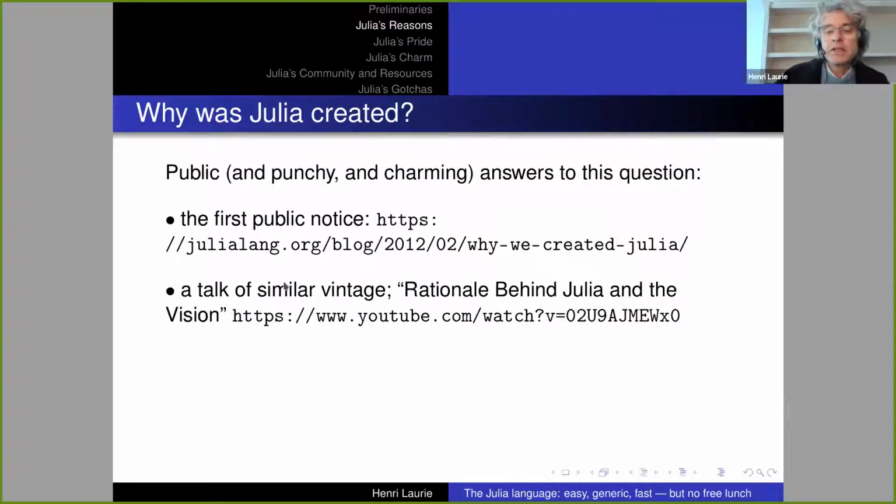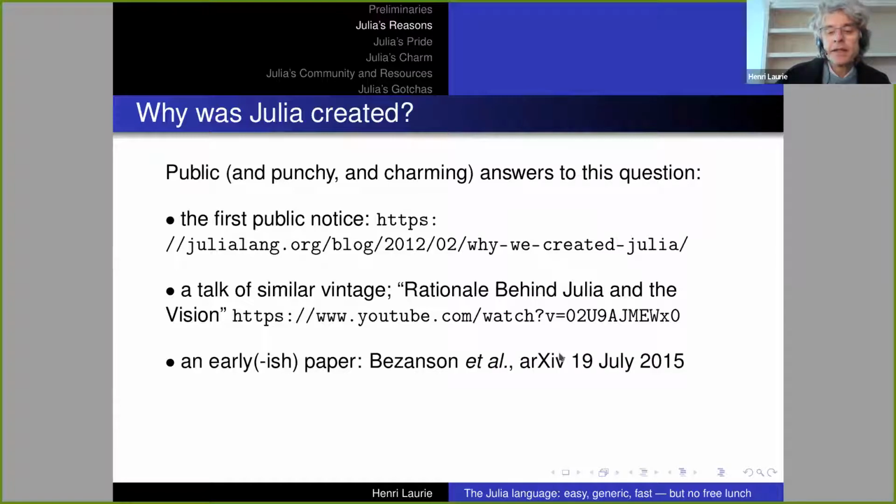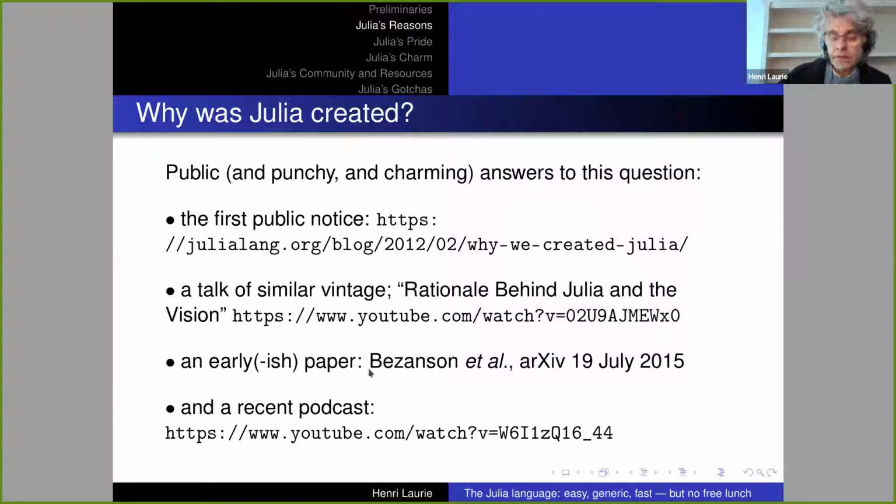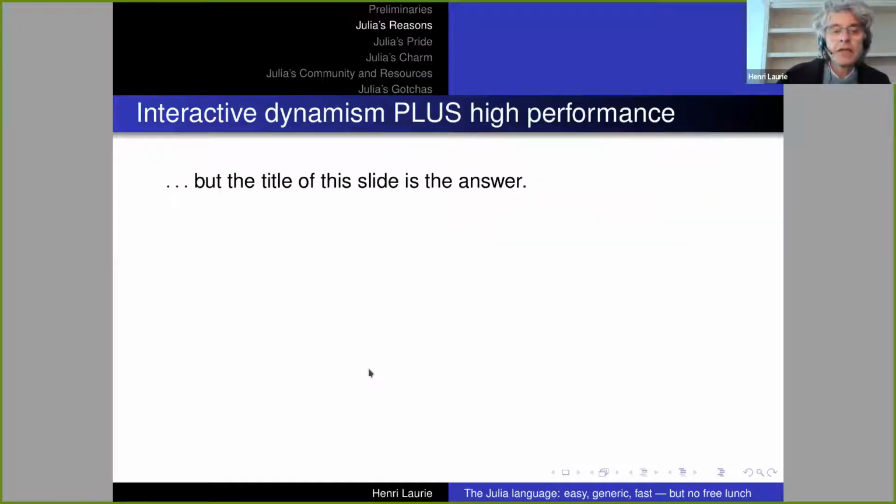There's a talk of similar vintage where you can watch them talk about the early stages of the language. This is when Julia was first publicly announced, about 3 years after Julia started. And then this 2015 paper talks about Julia relatively early on. And then there's a podcast that talks about the early history. But really, this is the reason. We have interactive dynamism and high performance. That was the ambition of Julia from the start, and to a large extent, it delivers.